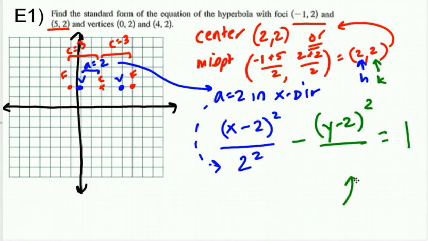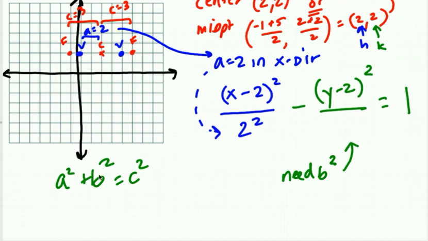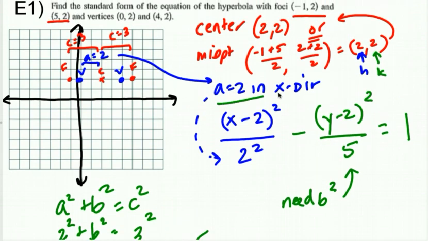So essentially, the hardest part of this problem is I really need b squared, right? Well, I know that a squared plus b squared equals c squared for a hyperbola, because it's like its Pythagorean theorem. So I know that a is 2, so 2 squared plus b squared, and c is 3, so equals 3 squared. So I seem to get that b squared is 9 minus 4, or a 5, and that's all I need. So there's my b squared, and that's my equation of a hyperbola.